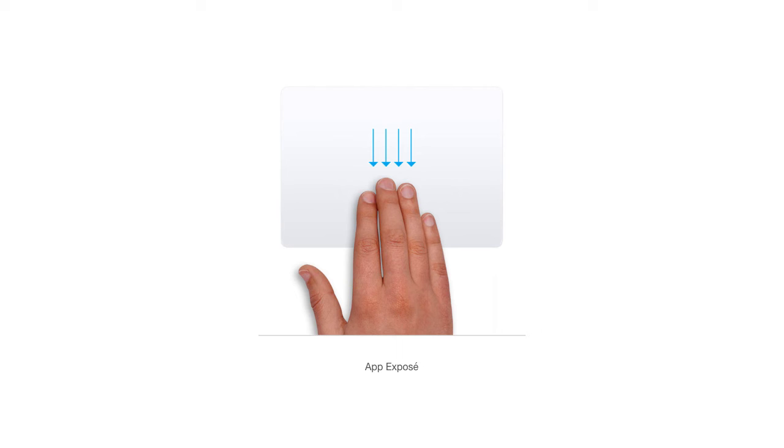Similar to Mission Control, App Expose will allow you to see all of the windows that you have open for the active application. To access this feature, simply drag your 4 fingers downwards on your trackpad.